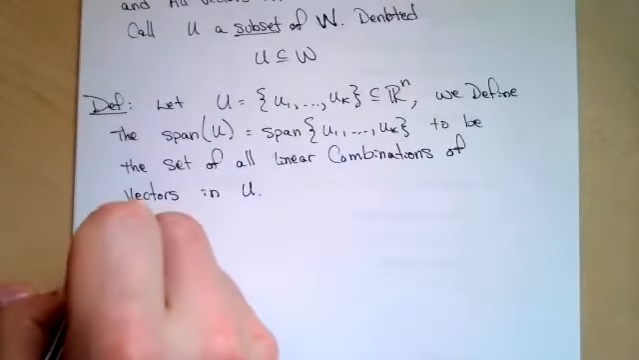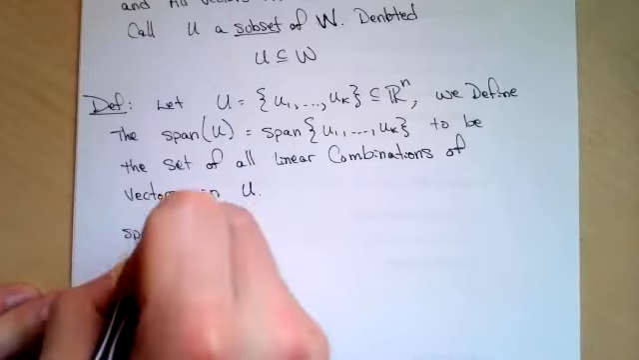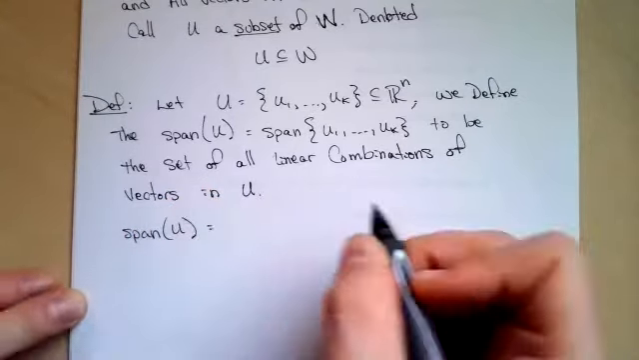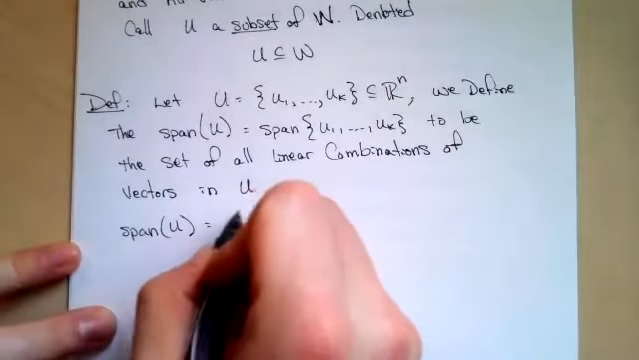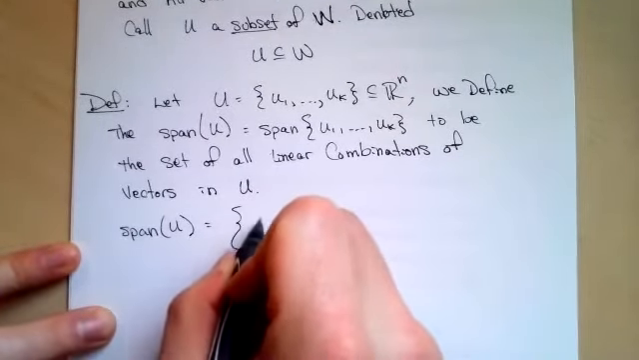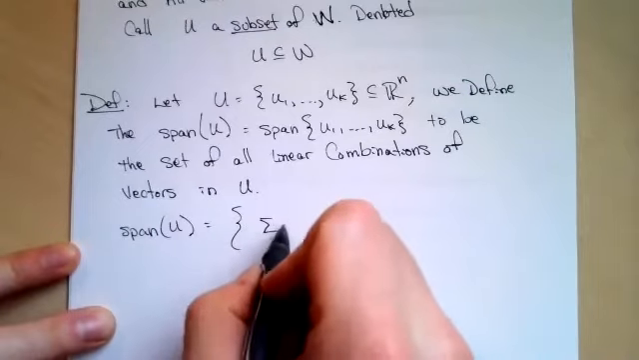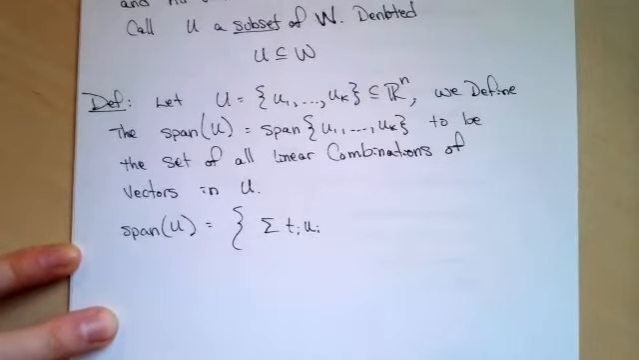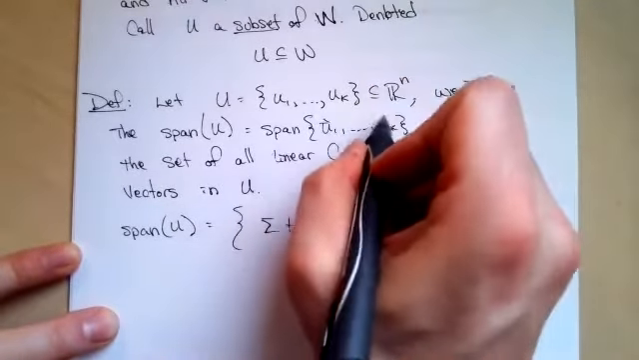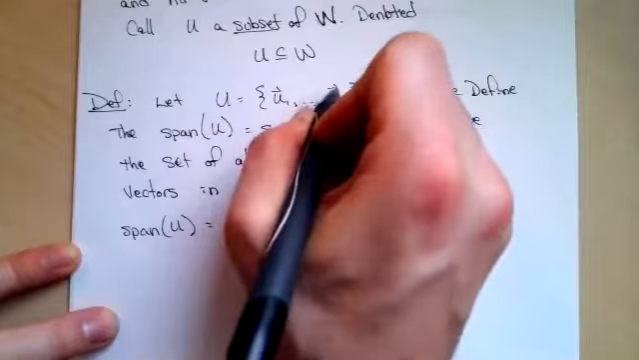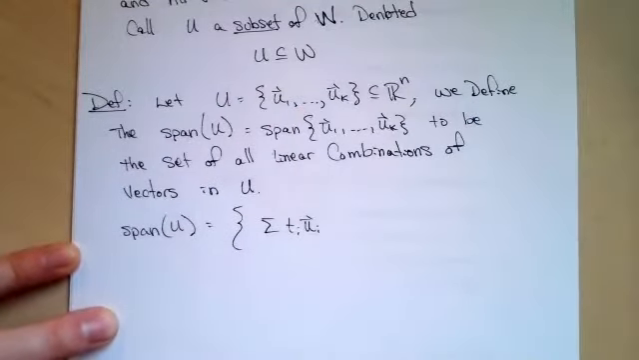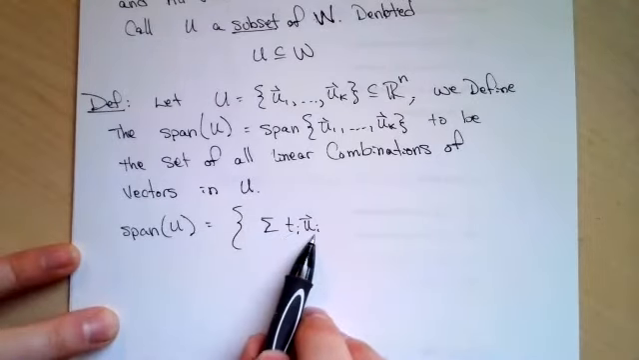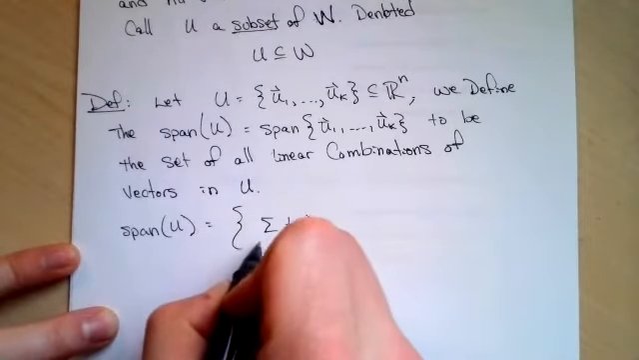In other words, we can define the span of U to be the set. What is a linear combination? Remember, we are just taking scalars, multiplying them by the corresponding vectors. Forgive me, I haven't been writing the vector arrow above the vectors. So we take scalars times the vectors, and then we add all those up.